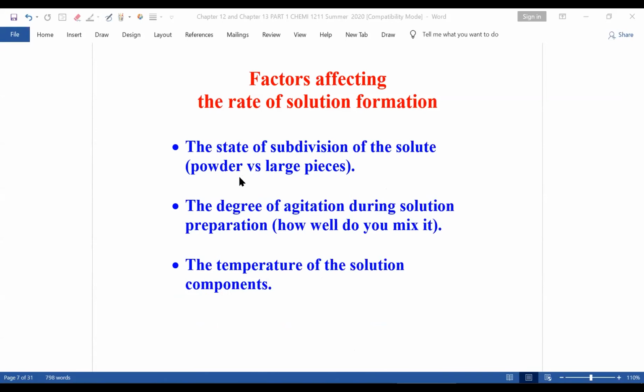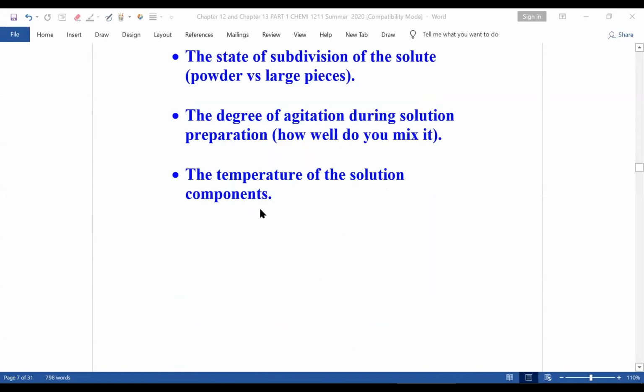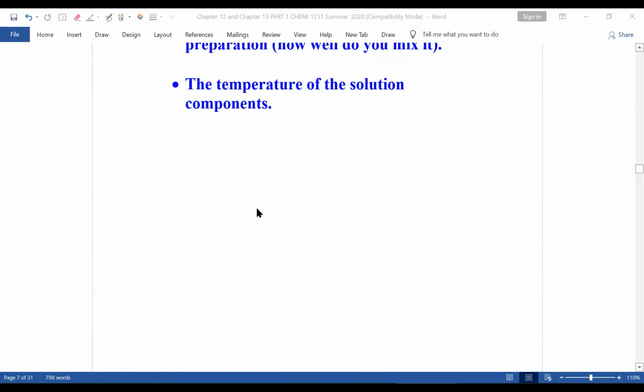When you're dissolving one thing in another and making a solution, are you talking about powder or large pieces if you're dealing with a solid and a liquid? How well do you mix it? What's the temperature of the solution? Those are all variables chemists can use to help make solutions quicker.